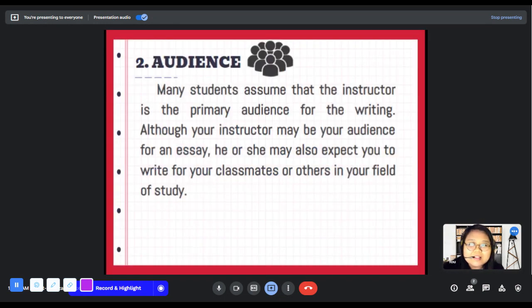Right? Next, many students assume that the instructor or the teachers are your primary audience for the writing. Although your instructor may be your audience for an essay, he or she may also expect you to write for your classmates or others in your field of study. Your teachers are your secondary readers. Your primary audience should be the one who can relate and who will benefit the most from your writing.